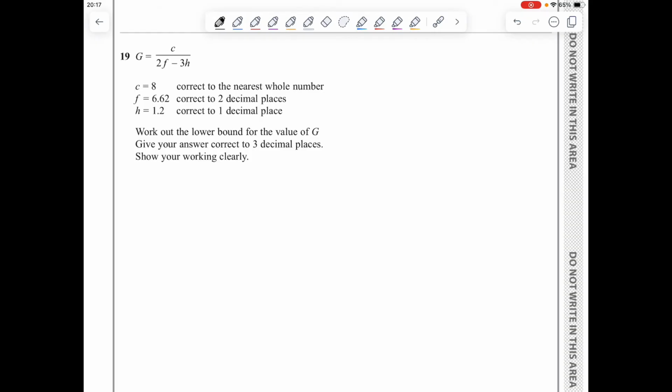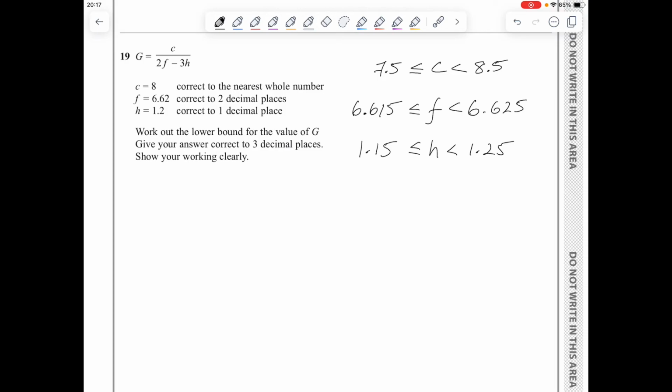For question 19, I'll start by finding the lower and upper bounds of C, F, and H. So C is between 7.5 and 8.5. F is between 6.615 and 6.625. And H is between 1.15 and 1.25. I want the lower bound for G, which means I want the lower bound of the numerator over the upper bound of the denominator.